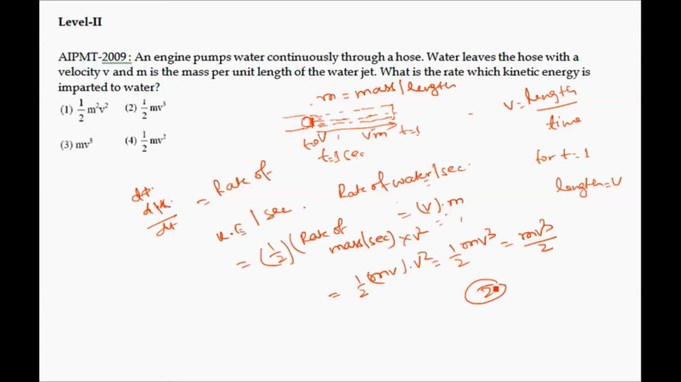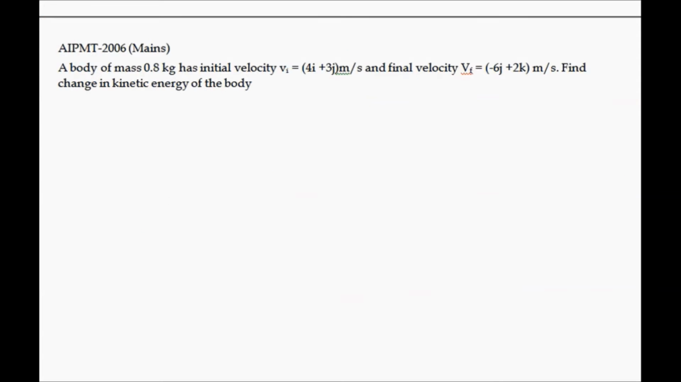So our approach will be that based on the problem we just calculate what is the rate of water per second, and as mass per unit length was given and the velocity is given, so in the time 1 second the mass equal to mv has been considered, and based on this we just calculate the rate at which kinetic energy is imparted to water.